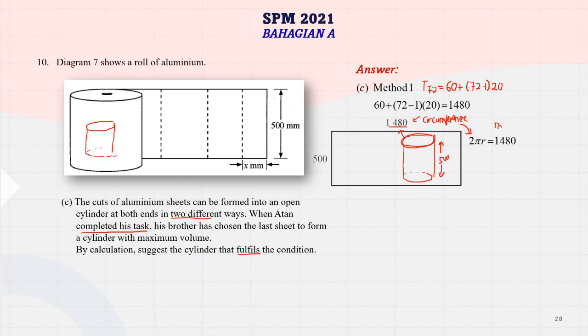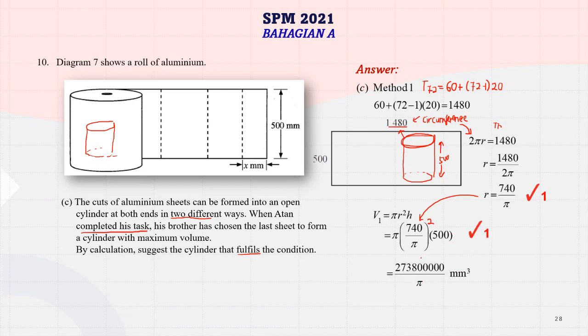Okay, the length of this aluminum roll. From here we will find R. So R you will get 1480 over 2 pi. Why do we need to find R? Because we want to find the volume of the cylinder. What is the formula of the cylinder's volume? So, we simplify, we get R is 740 over pi. So what is the formula of volume? Okay, you get V equals pi r square h. So pi, we put 740, we get it from here, we just substitute. We square, sorry, not square here. And then times 500, you will get your volume.